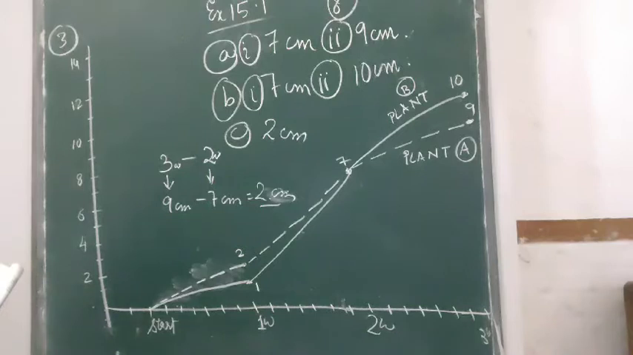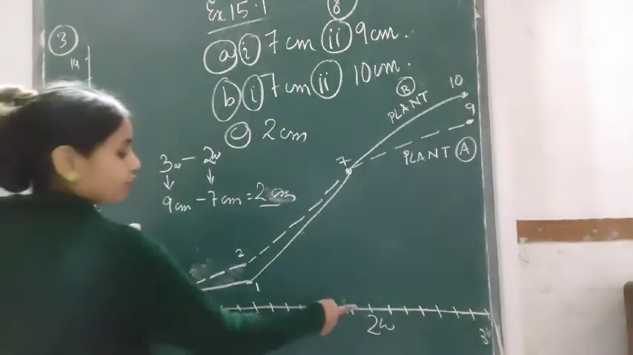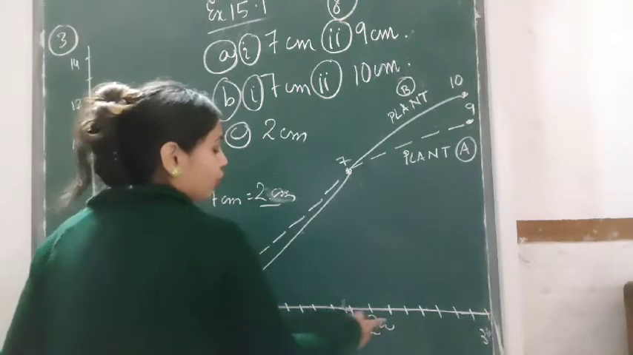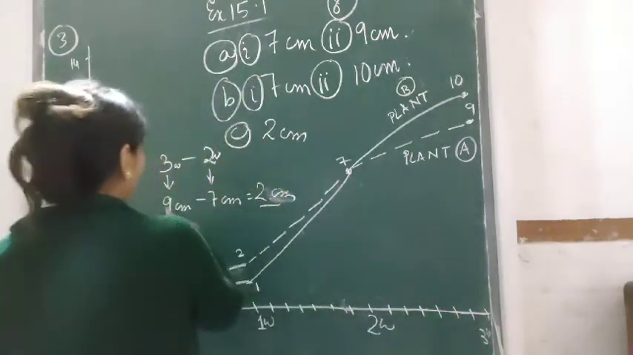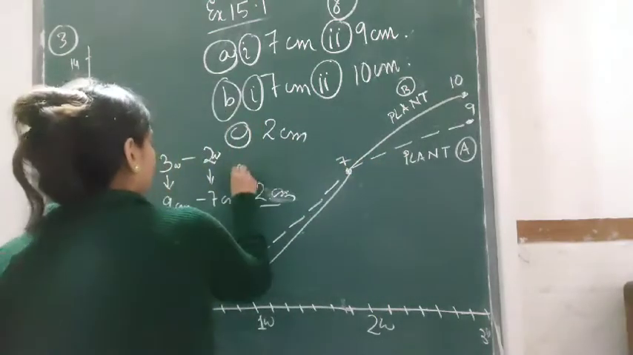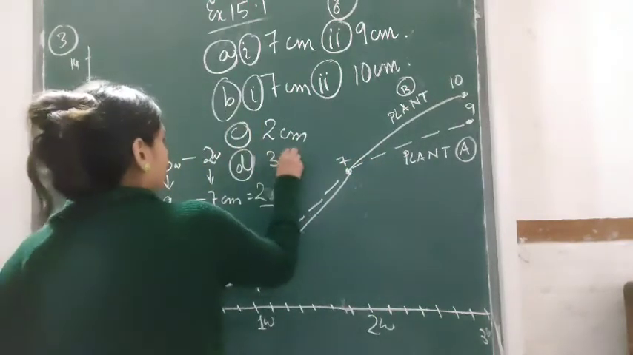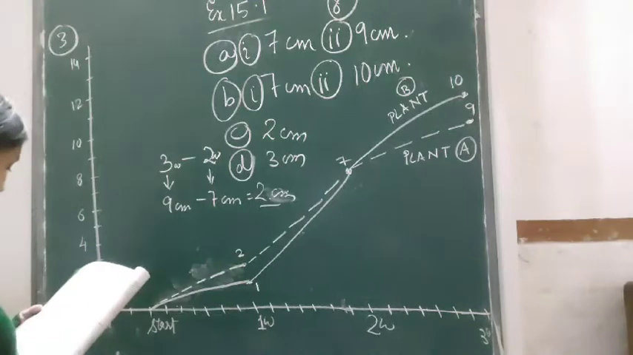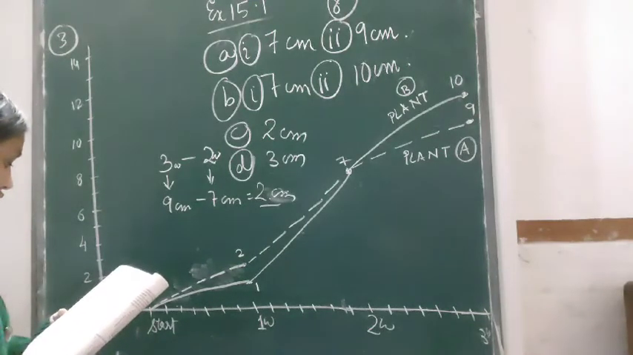How much did plant B grow from the end of second week to the end of third week? It is the same thing. From the end of second week to the end of third week, the same thing we will do. Third week minus second week. So 10 minus 7, which will give us 3. So the answer is 3 centimeters.